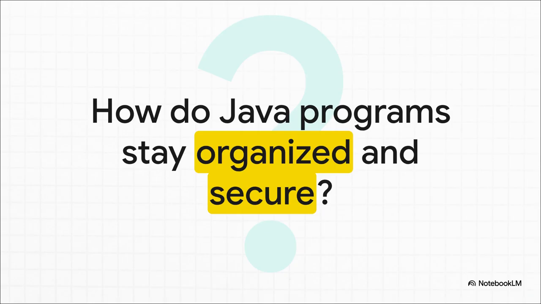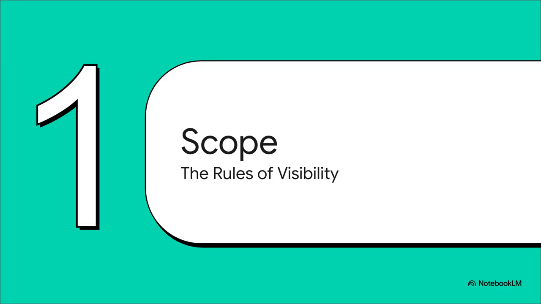Well, the answer comes down to three foundational pillars of object-oriented programming. And trust me, these are absolutely crucial for your exams and assignments. All right, let's dive in. First up, pillar number one, scope. This is all about the rules of visibility. Basically, where in your program a variable or a method can actually be seen and used.